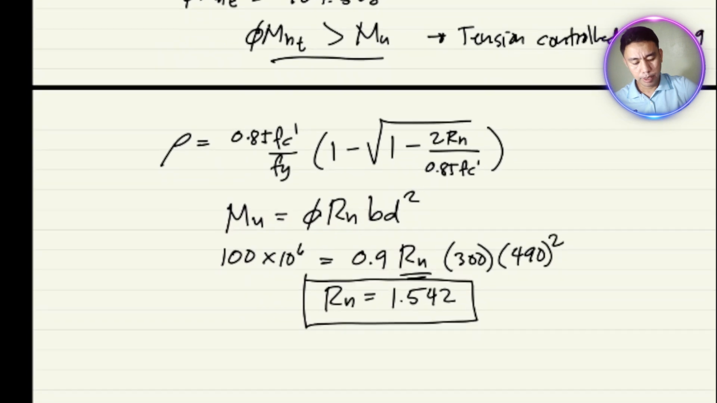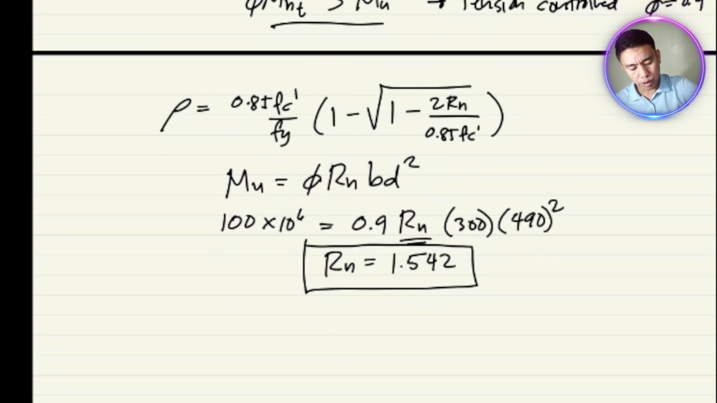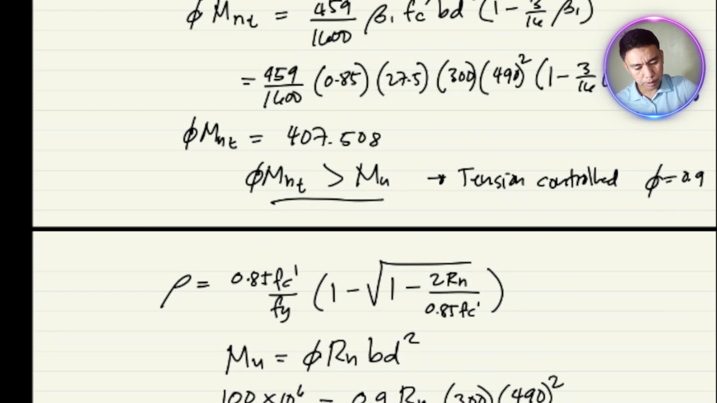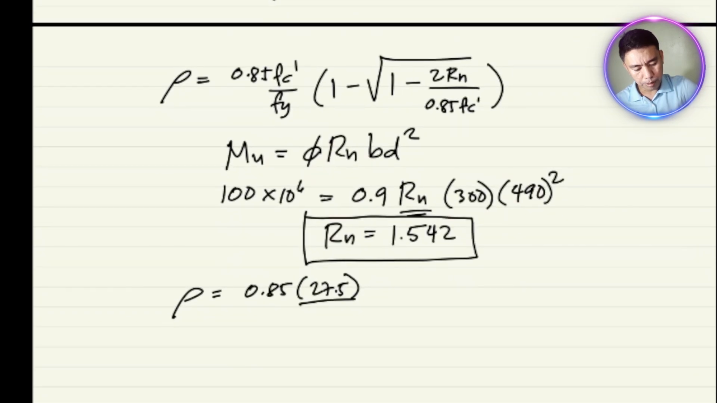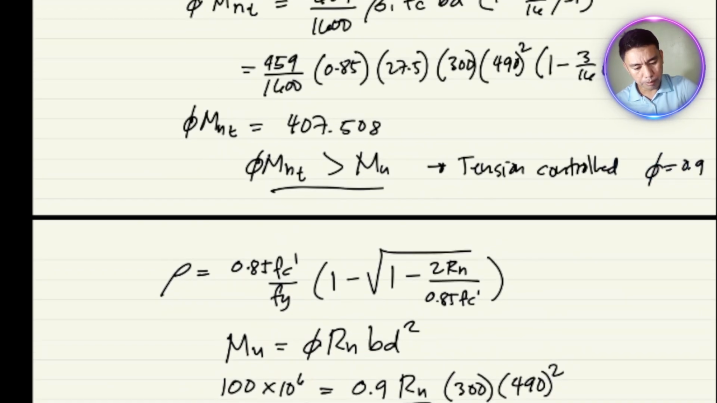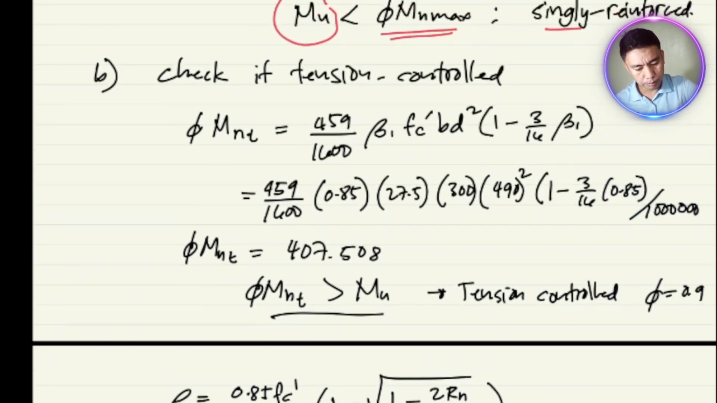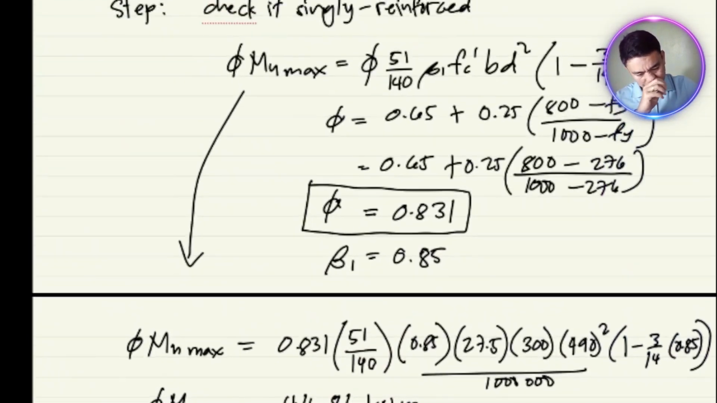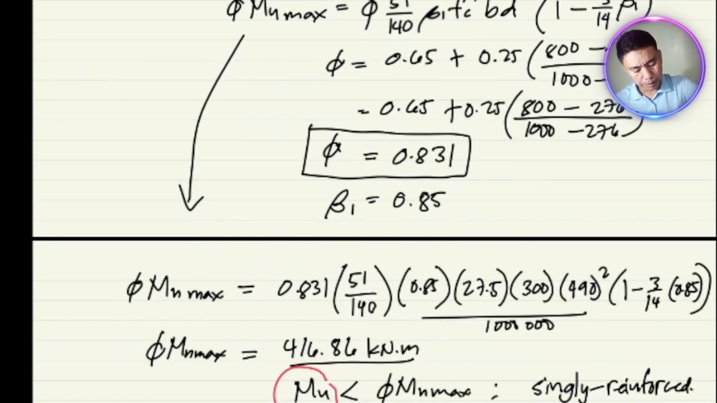Sorry. Then from that Rn we can solve our rho. Rho is 0.85 Fc prime 27.5 over Fy of 200. Forgot the Fy. 276.